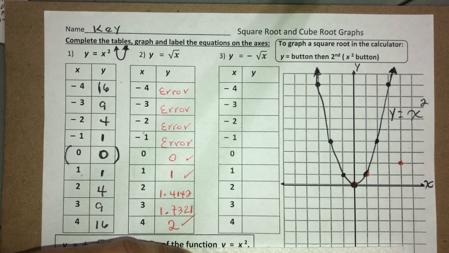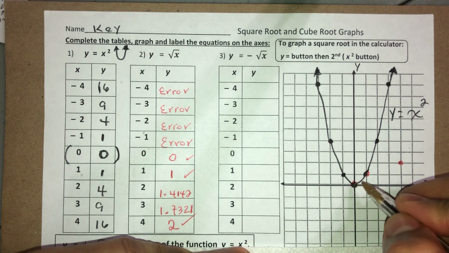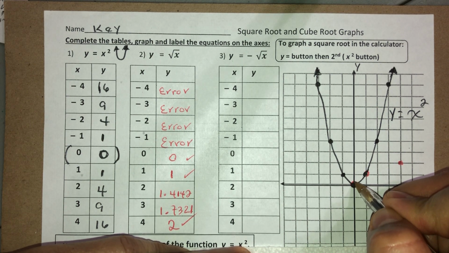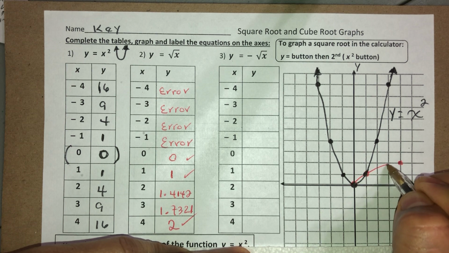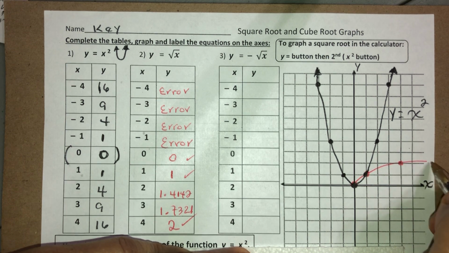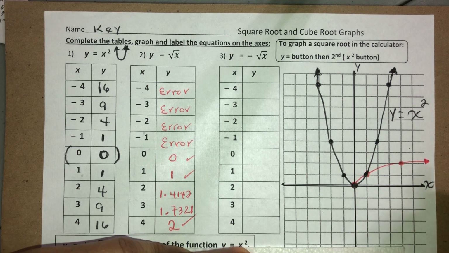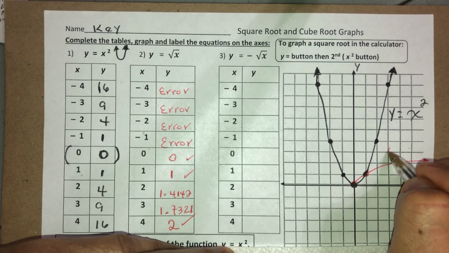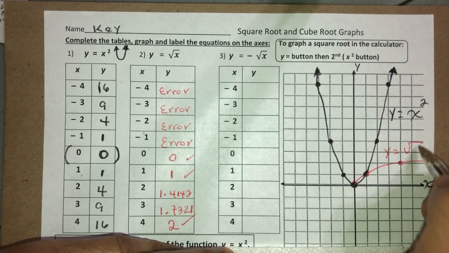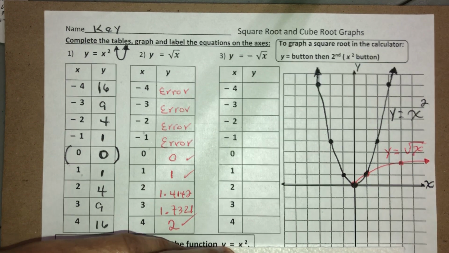So I'm going to show you on the graph how that's going to look. So if I connect these points, right, it's going to go this way, like that. Also, remember, don't do lines. Try to do something a little curvy, right? So this one is y equals the positive root of x.